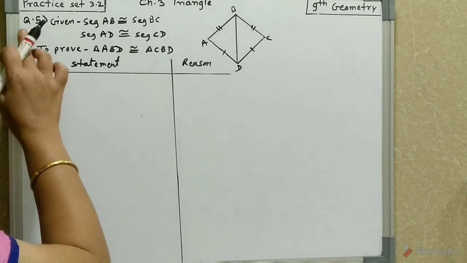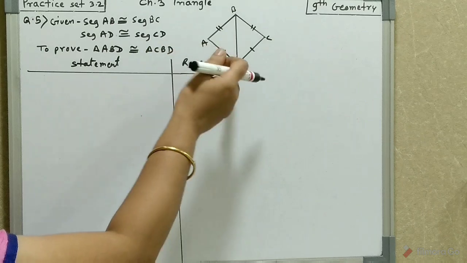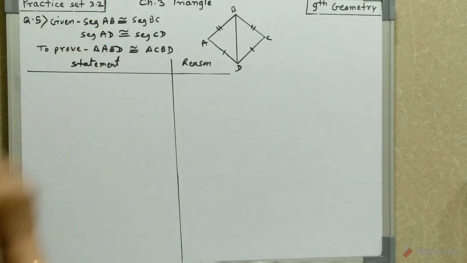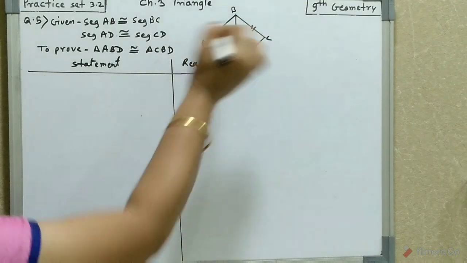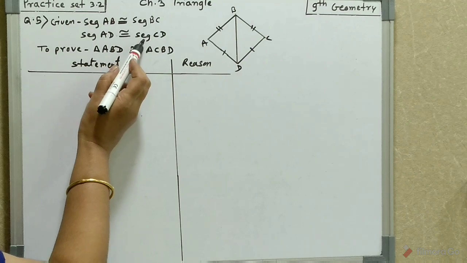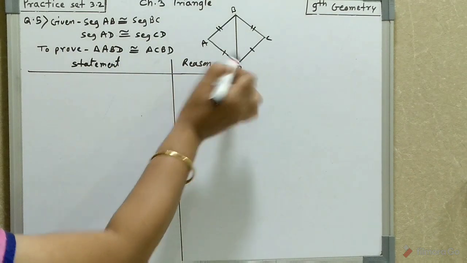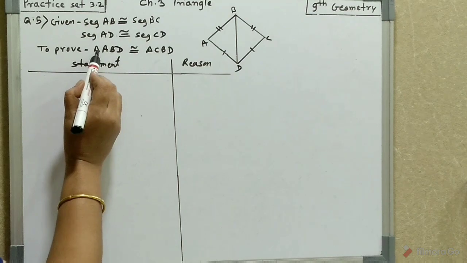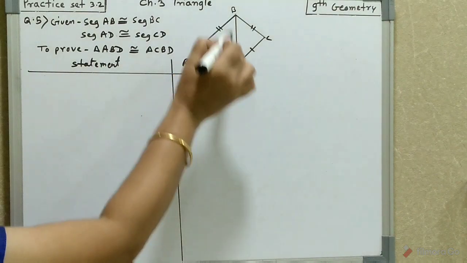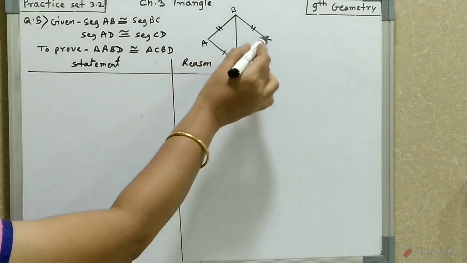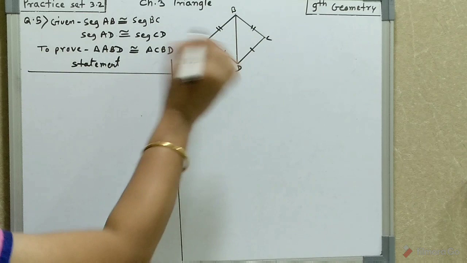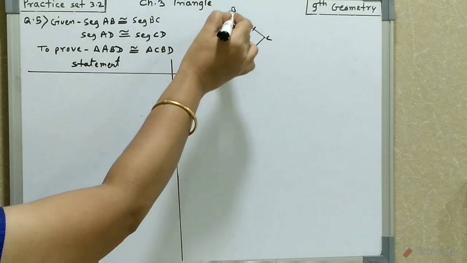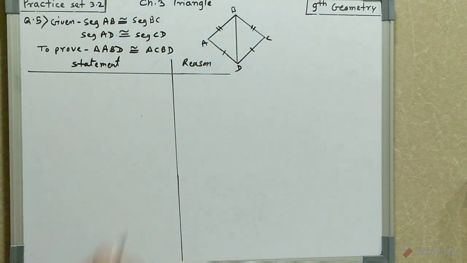See the next question, question number 5. The diagram is given in your textbook. See what is the given? Segment AB congruent to segment BC. This is the same side. Segment AD congruent to segment CD. Here also the same side. And what to prove? That is triangle ABD congruent to triangle CBD. In this diagram, two pieces of information are given, but the third one is not given. So here see, BD is a common side. So BD equal to BD because common side.